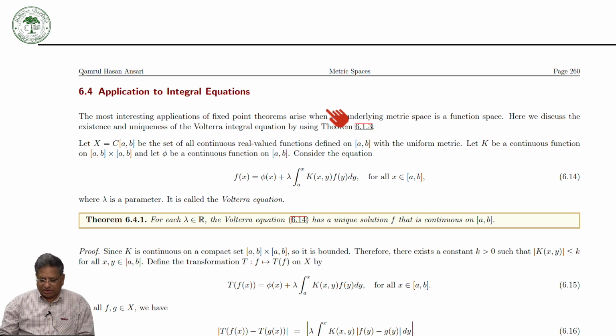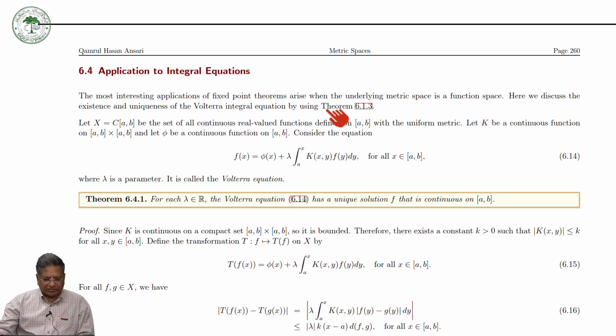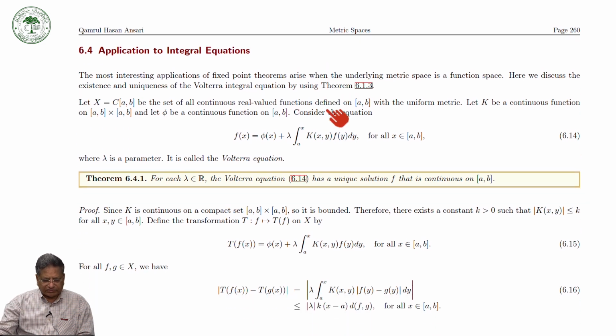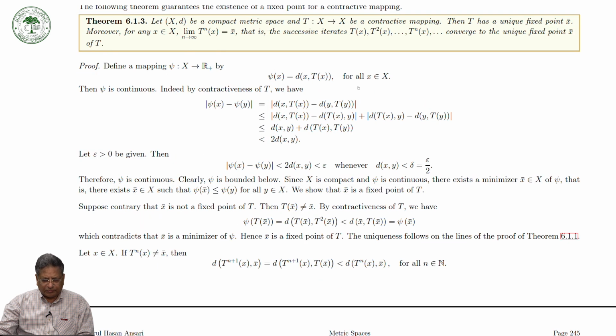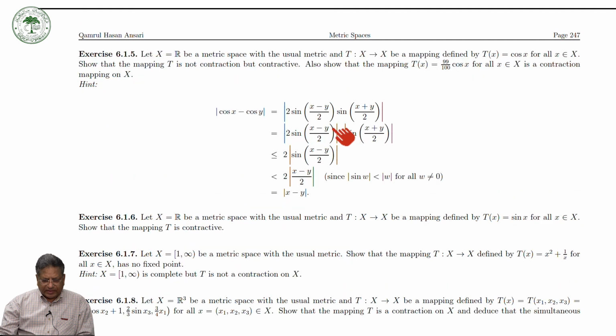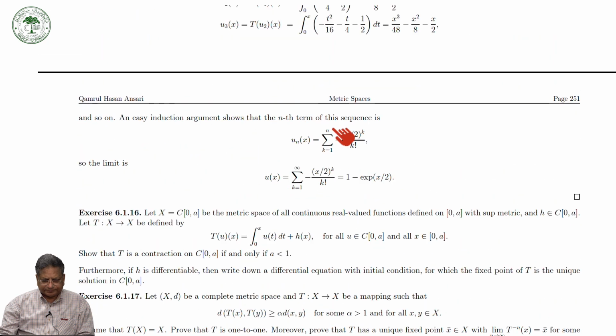Now we will see one more application of Banach contraction theorem. Not only Banach contraction theorem, but we will see the application of theorem 6.1.3, and again this one, where X is a compact metric space, T is a contractive map, then we have a fixed point. So we will see the application of this.